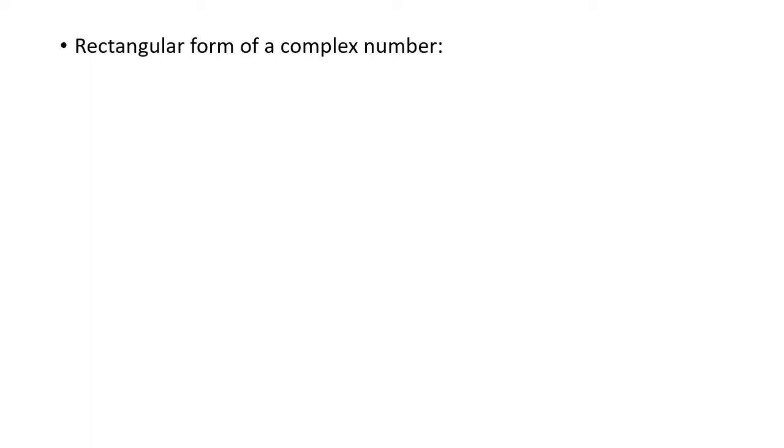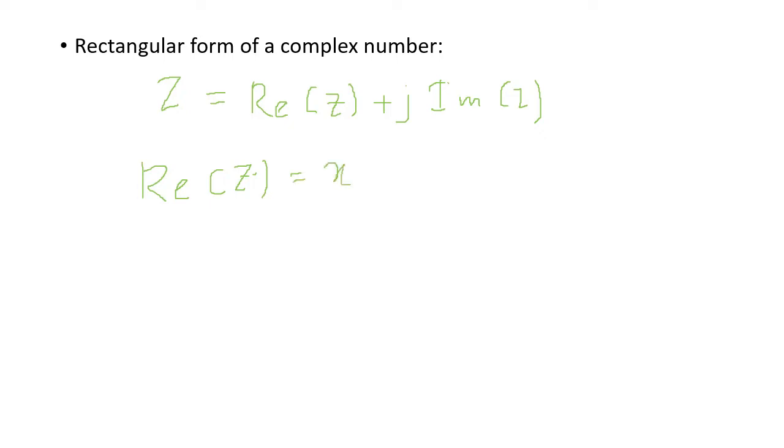Rectangular form of a complex number: z equal to real of z plus j into imaginary of z. So this is the format to represent the complex number in the rectangular format. Here the real part of z, for an example, I am considering as x. Likewise, the imaginary part of z, I am considering as y.